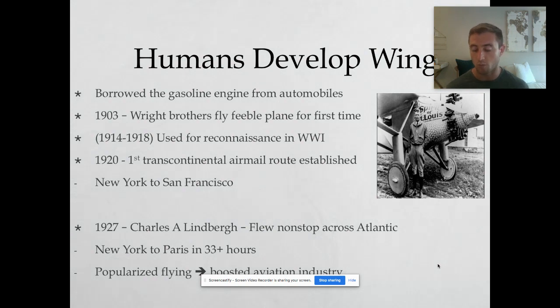In World War One, planes were really just used for reconnaissance to scout out the enemy's trenches. But of course, in World War Two, it is the most important part of warfare. And so, in those 20 years, airplanes really have developed a lot. At first used for transportation, especially for mail. The first transcontinental air mail route was established in 1920.